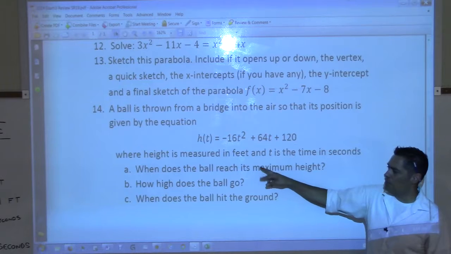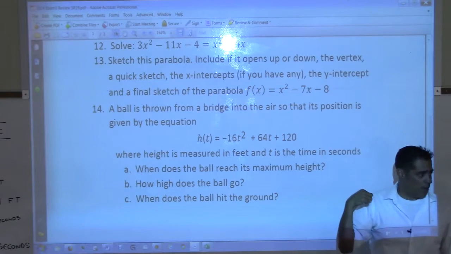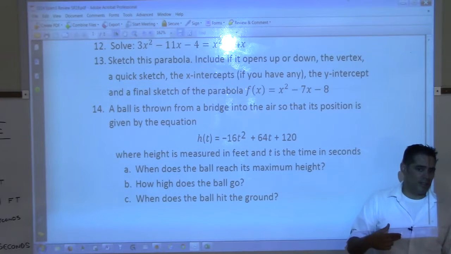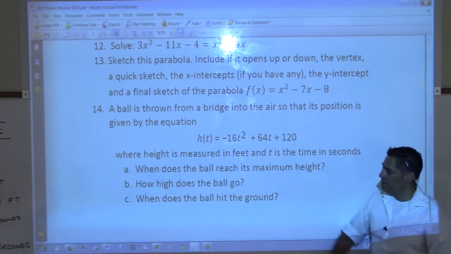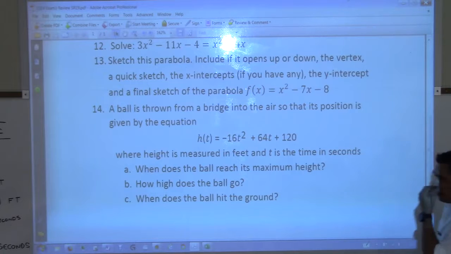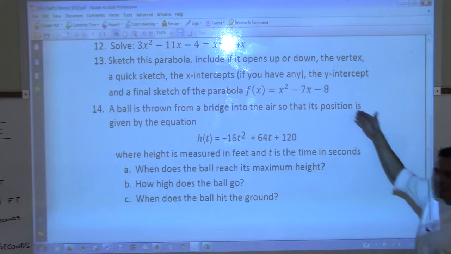So notice that these are backwards from what I asked you on the problem we just did. Pay attention to that on the test. You have to get these correct, like you can't have them backwards. And then when does the ball hit the ground? That's the x-intercept. Throw one of them out because it'll be negative, right? So y'all see how that's basically what we did today.